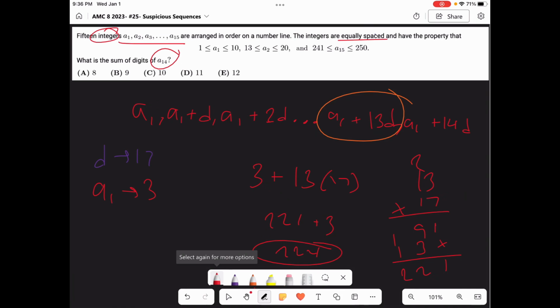Now we just need to add the digits. So let's write one more thing here. 224. So 2 plus 2, that's going to be 4. Plus 4, that is going to be 8, which is our final answer for this problem, which is A.